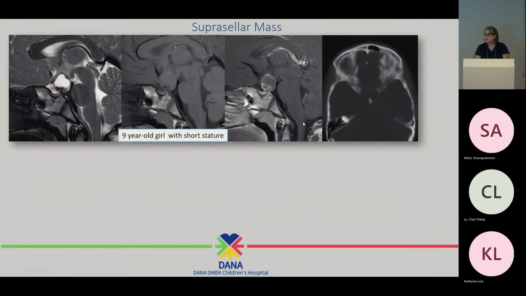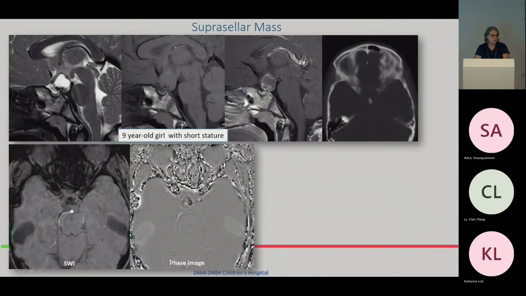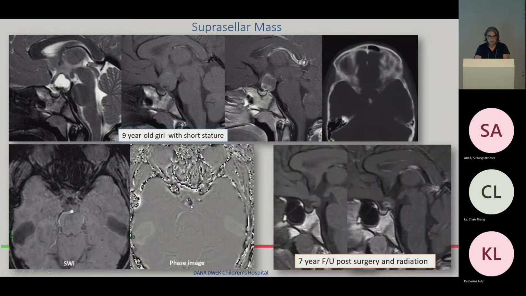I just want to say today that if on your routine study you have also SWI imaging, then you can, in many cases, say confidently already on the MRI that you have calcification and not blood products. And this is 7 years follow-up after surgery and radiation. This is a typical appearance of the residual, amorphic, very stable mass after treating these patients.